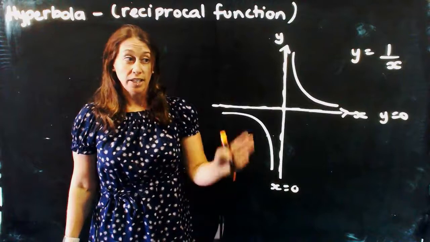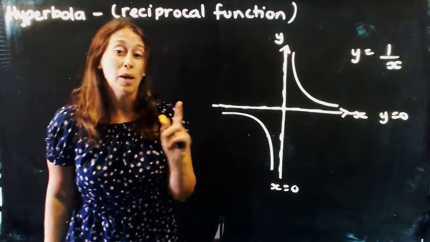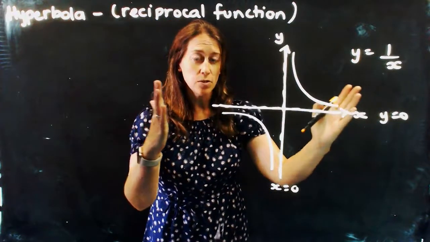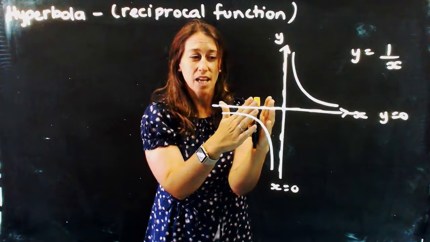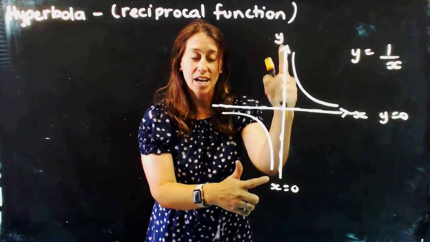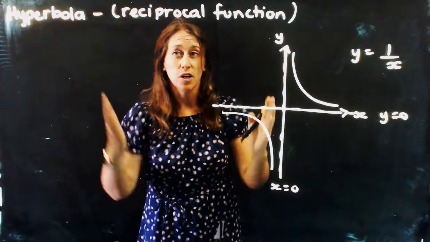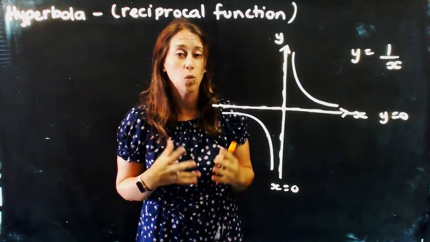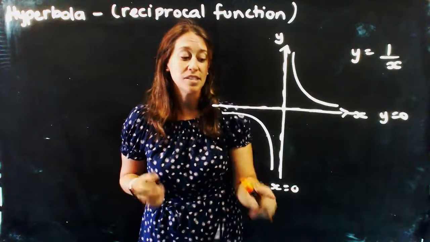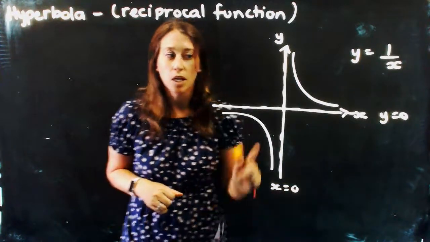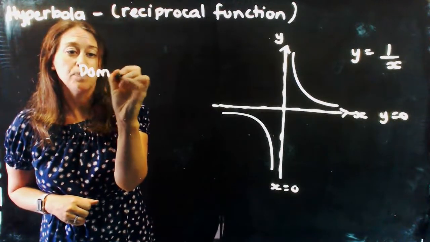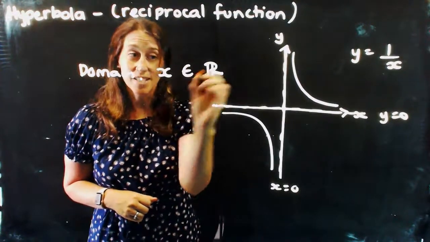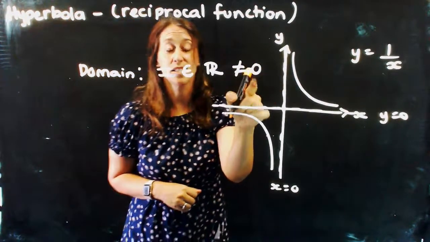Let's talk about the domain and range of this particular graph. Remember, the domain is all the x values that work for this function. Every single value of x in the real number system works except 0, which is actually that asymptote. As a hyperbola moves around and those asymptotes change, you have to be careful working out the domain, because it's dependent on the equation of the asymptote. For this one, we would write x belongs to all real numbers except 0.